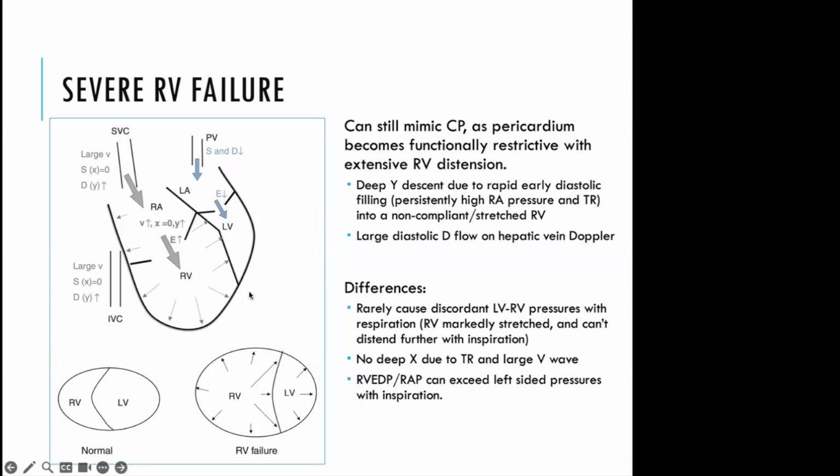Although we get a deep, wide descent for right atrial emptying, we don't really see the same deep X descent or atrial relaxation, and that's usually because with severe RV failure, we have very bad tricuspid regurgitation and large V waves. And then finally, unlike in constriction, your right-sided pressures can exceed the left-sided pressures with inspiration due to how bad your RV failure is. But again, that's not something we generally appreciate with constriction.